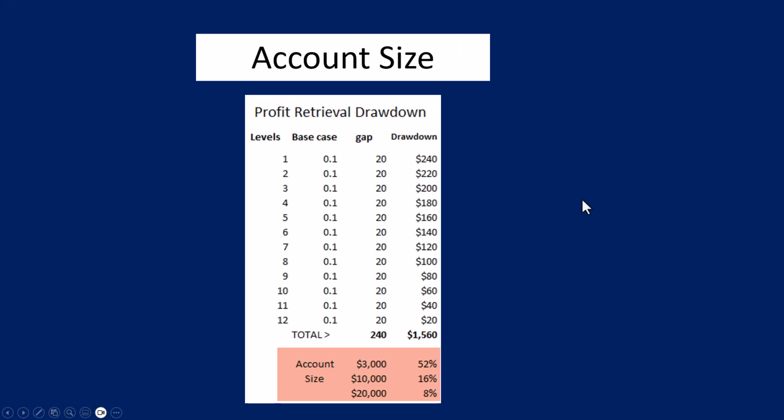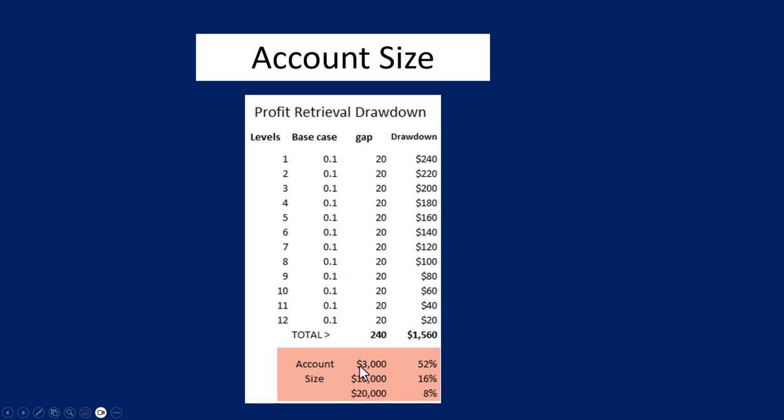So the first answer is, start with an account size that is appropriate to the risk that you're going to be trading. In other words, if you were trading a $3,000 account and you incurred that kind of drawdown, that would be 52% of your account that you have drawn down. But if you used a $10,000 account, it would be 16%. And if you used a $20,000 account, it would be 8%. So which trader, I ask you, would be sleeping the best in the evenings?